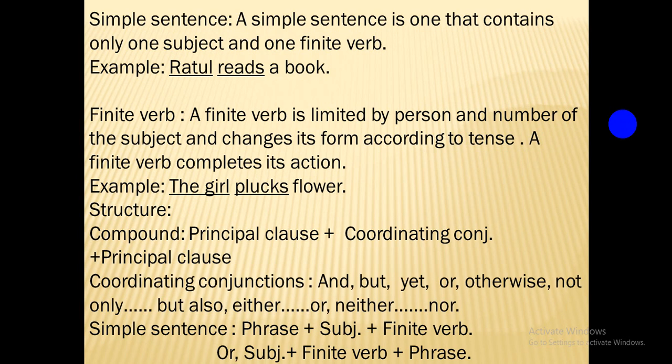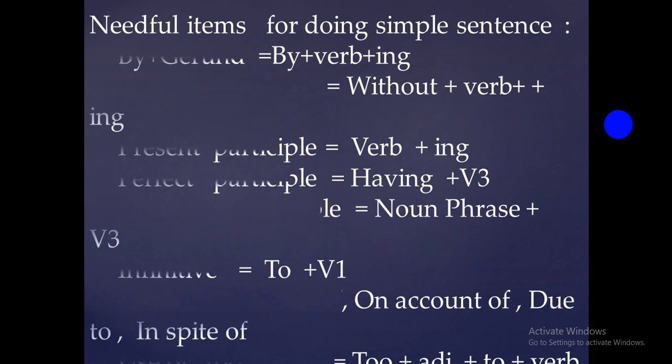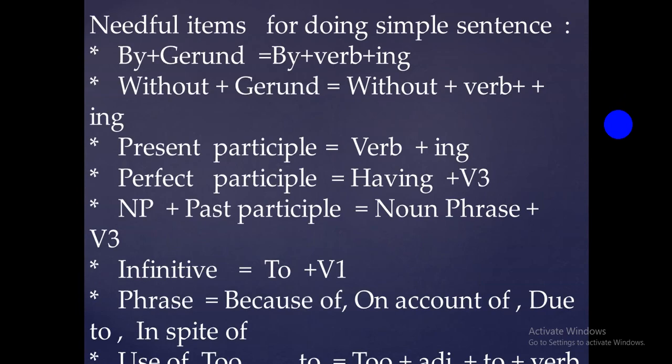Structure of a simple sentence. In a simple sentence, you will get a phrase plus subject plus finite verb, or subject plus finite verb plus phrase. For transforming compound sentence into simple sentence, you will need the following items. You will have to know the use of them. Then you will be able to change the sentence from one form to another.